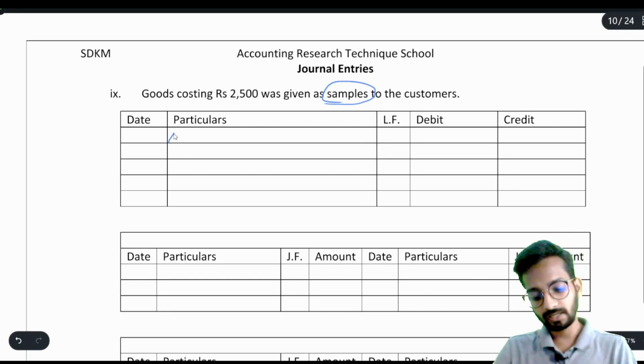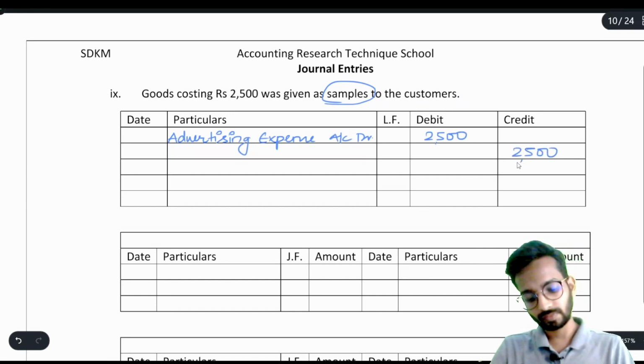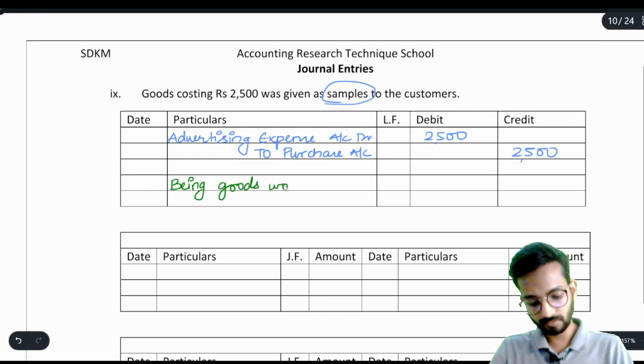So you can write that it is nothing but your advertising expense, or you can also write samples account, advertising expense account debit. How much? 2500 to purchase account. Now in narration you are supposed to write being goods worth rupees 2500 are given as samples.